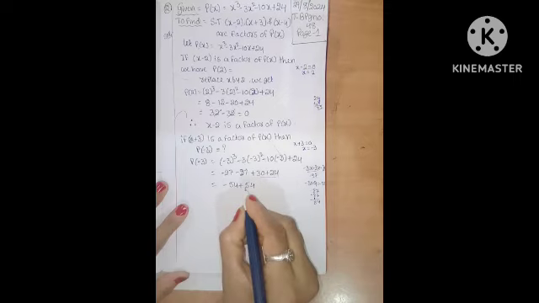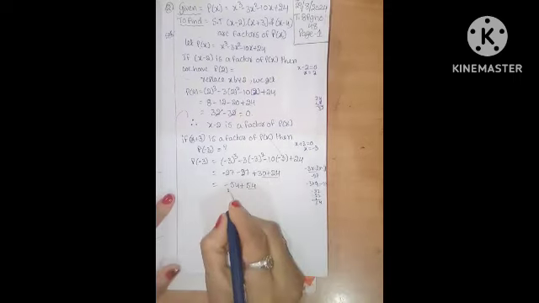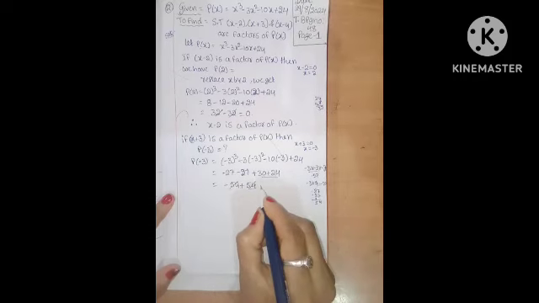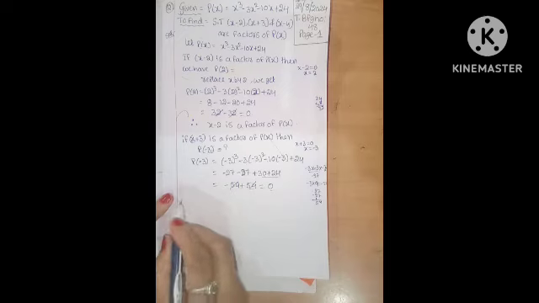Sum of these two, what's the value? Plus 54. So minus 54 plus 54, both cancel. What value will we get? We will get 0.